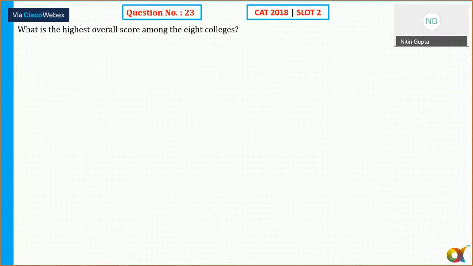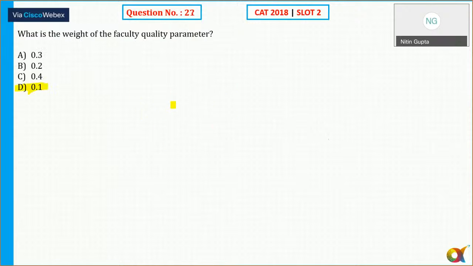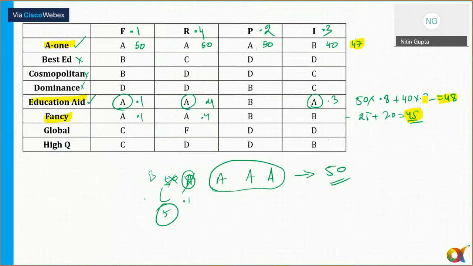What is the highest overall score among the 8 colleges? That is equal to 48. That we have already calculated in the previous question. Here it is equal to 48.